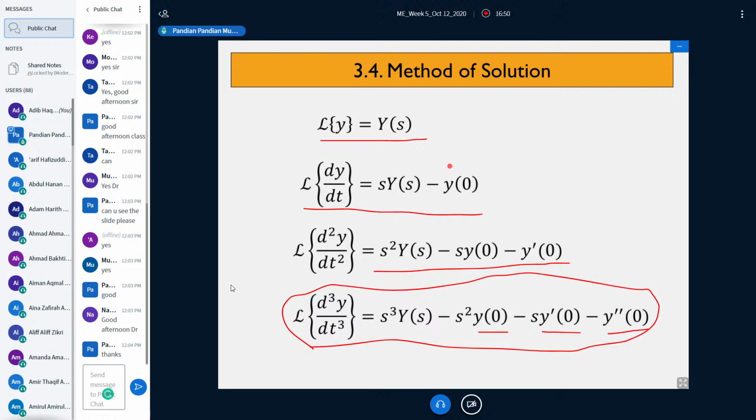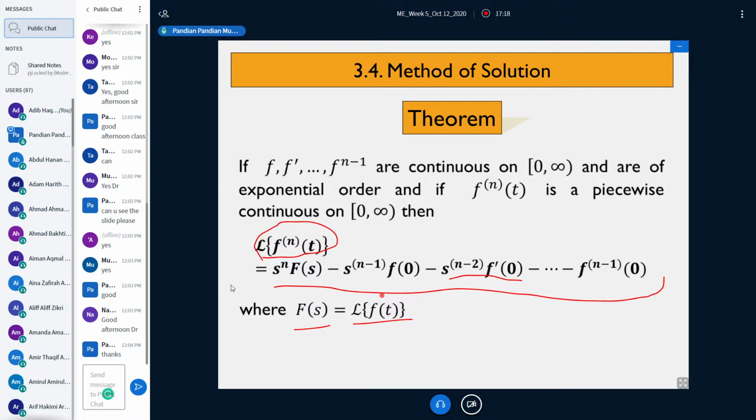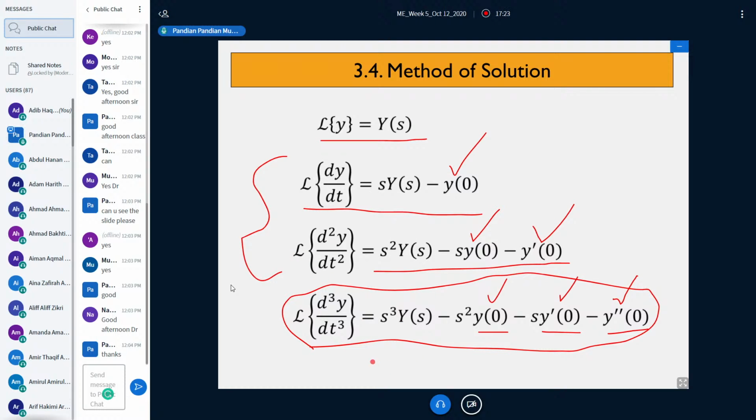So if it's first order, you need one initial condition. Second order, you need two initial conditions. Third order, you need three initial conditions, like that. So our focus now is these two only. First order, second order. Of course, you need not memorize this formula for the third order or fourth order. You will be given this formula. So from this formula, you can create any order, not only up to 3, 4, 5, and so on.